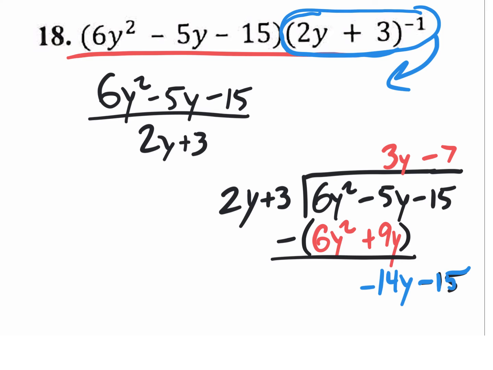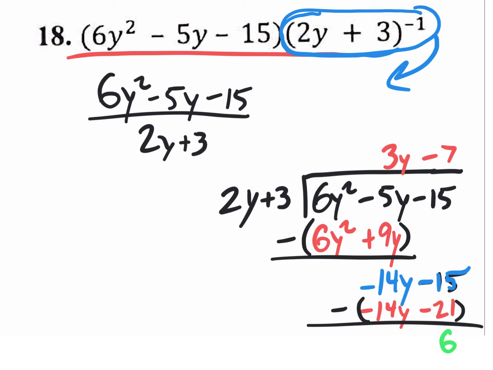Distribute negative 7 times 2y is negative 14y. Negative 7 times 3 is negative 21. We are subtracting. Use parentheses. Put the minus on the outside. Distribute that minus sign to each of the terms. So the minus sign right here would make it a positive, which would cancel. The minus sign over here would make it a positive. So what's our remainder? 6.